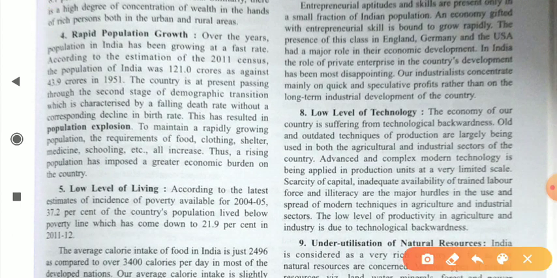Next is rapid population growth. You are all familiar with this particular term. If you talk about population growth, India is the second most populated country in the world after China.